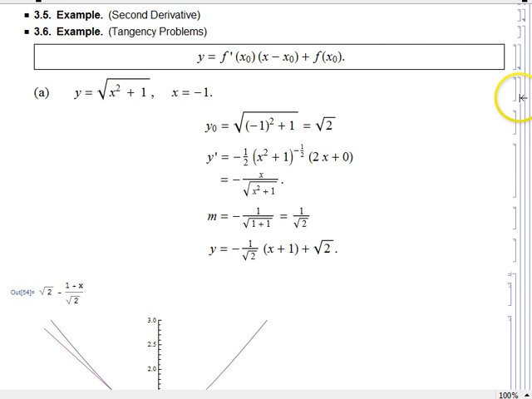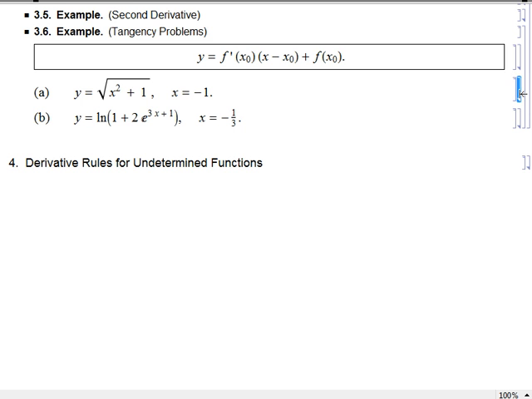The next problem is a little bit more complicated because of the derivative computation, but pretty similar. I'll leave that to students.